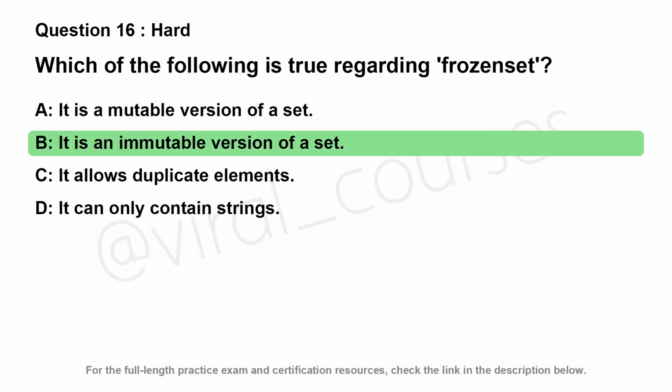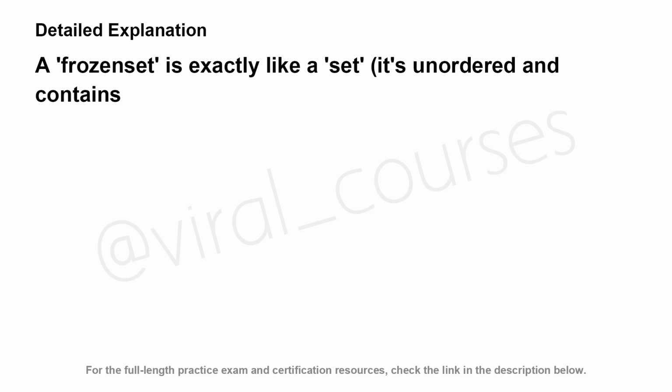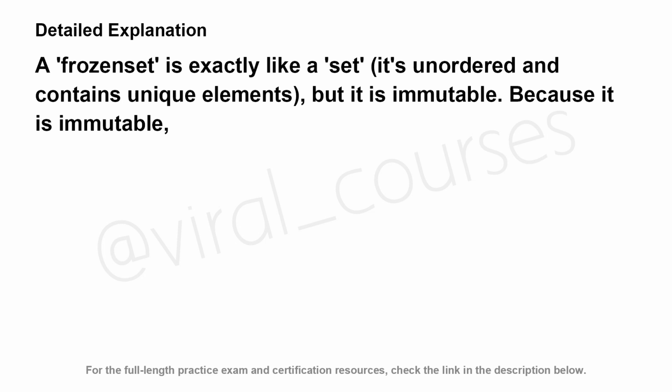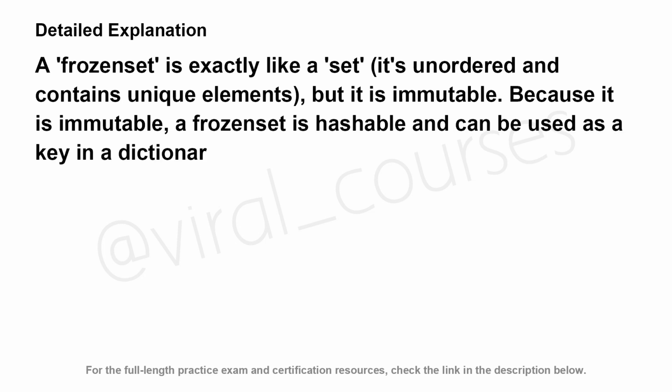The correct answer is B. A frozenset is exactly like a set. It's unordered and contains unique elements. But it is immutable. Because it is immutable, a frozenset is hashable and can be used as a key in a dictionary or as an element in another set.